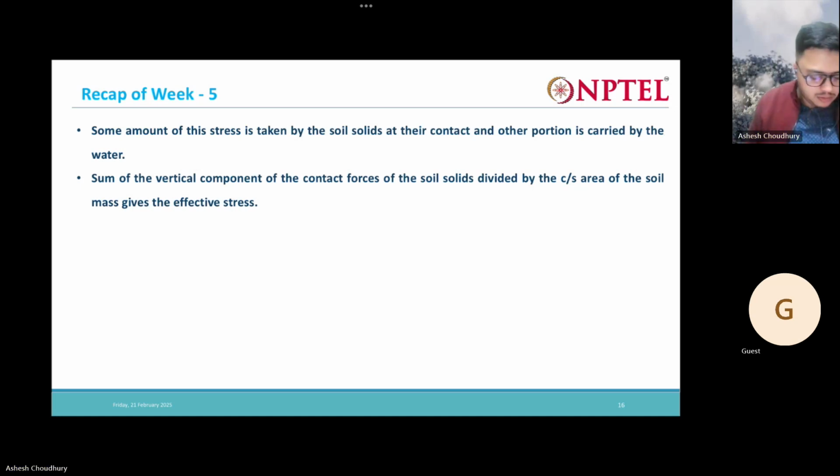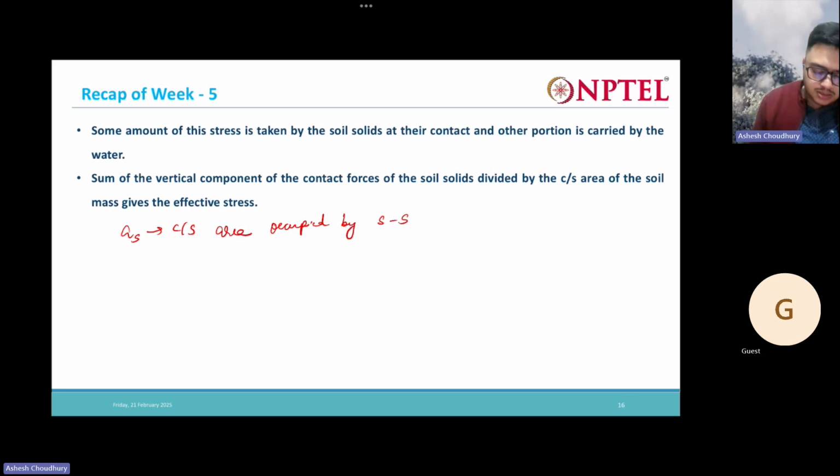Understand, right? So now if small as is the cross-sectional area occupied by soil solid to solid contact, then how much area is water taking? A bar minus AS.